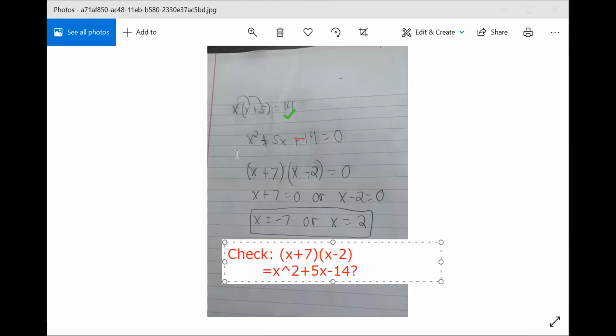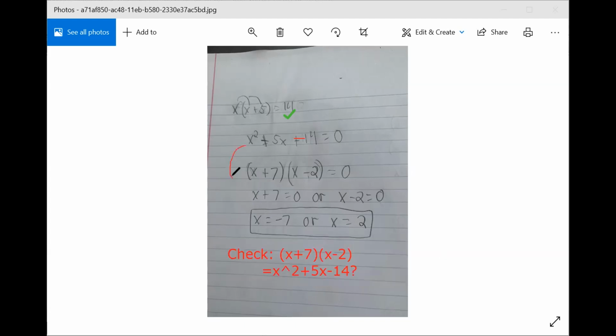But here's the dilemma, right? If you have negative 14 here, in the next step you could not possibly get the next step. You know what I mean? So at this place, when your teacher is grading your work, this doesn't go there, because x squared plus 5x plus 14 will never give you these factors.